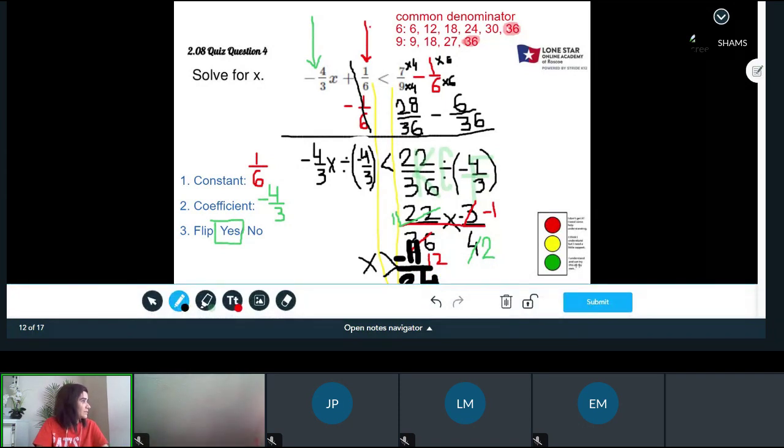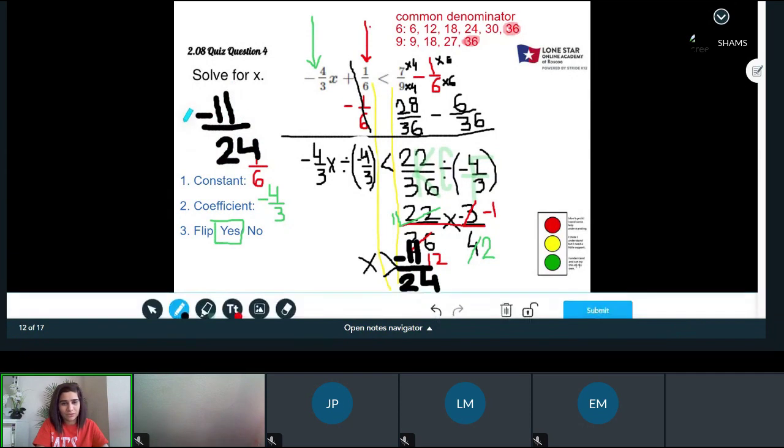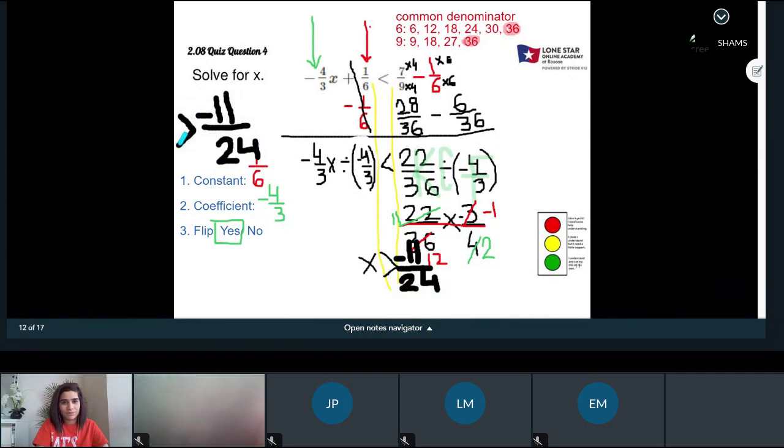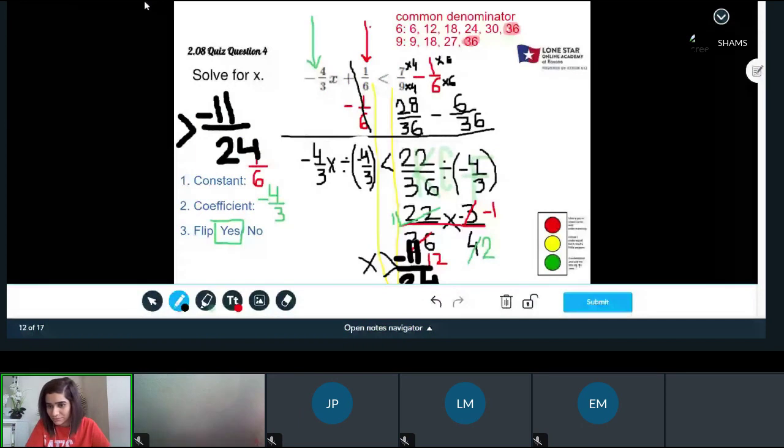Let me go ahead and see. Yes, that is what we got. Negative 11 over 24. This is what we end up getting, right? And please use the correct inequality symbol. Let me know if there's any questions.